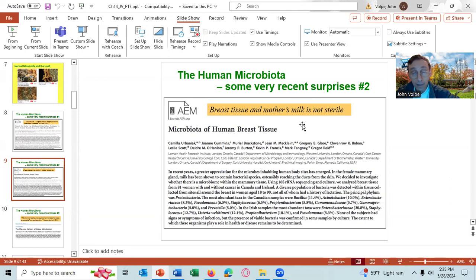One thing you should never give babies is honey, because honey has endospores in it.